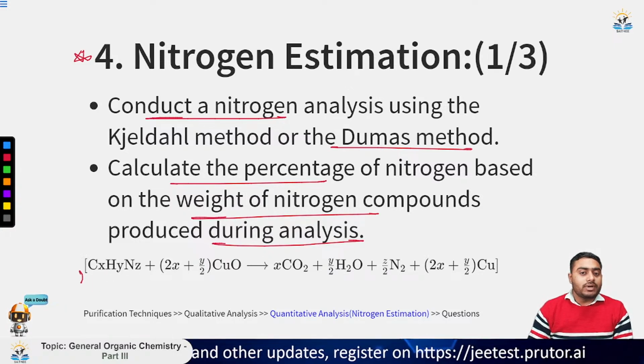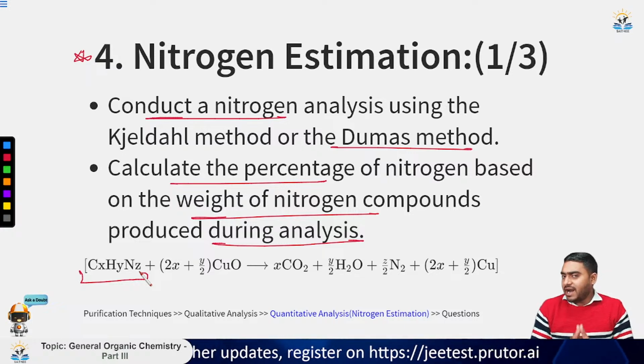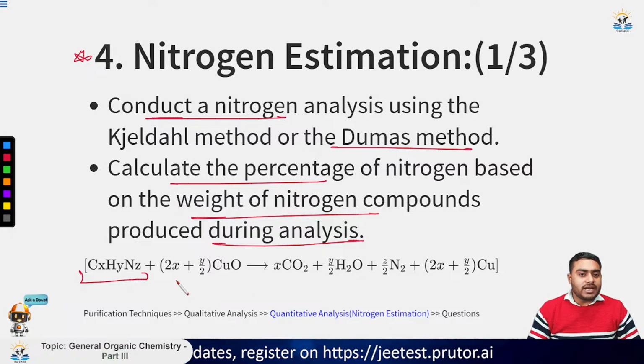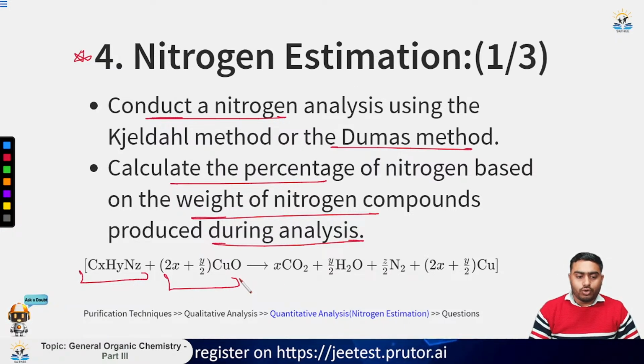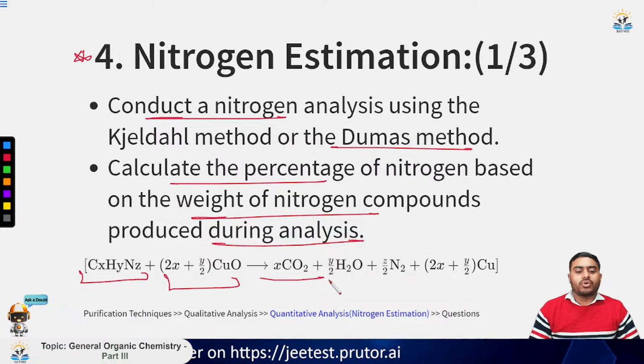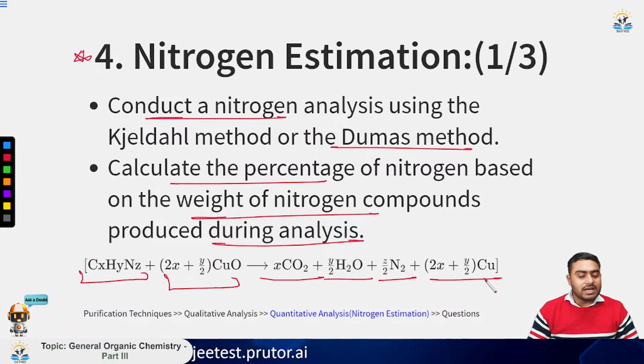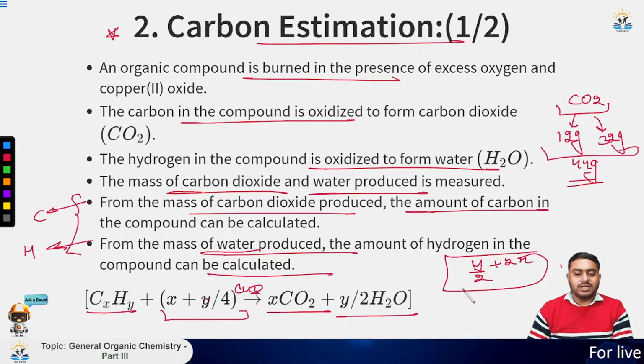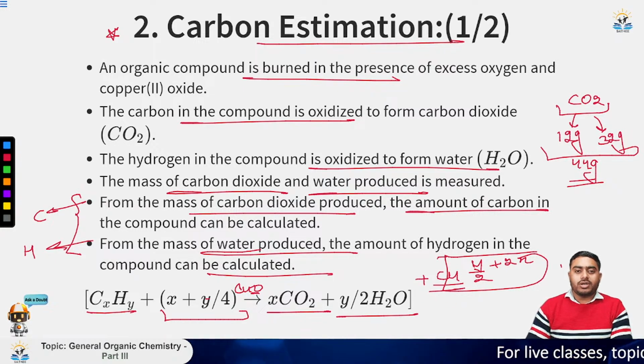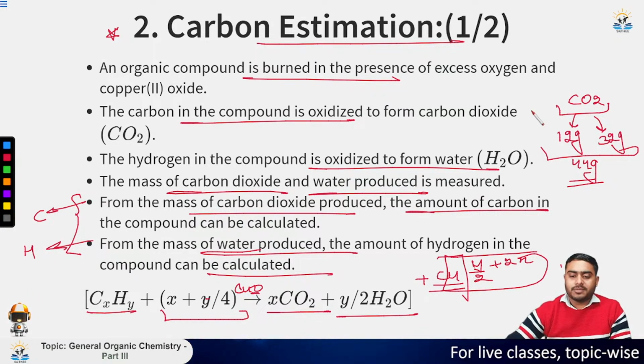First of all, if any compound containing carbon, hydrogen and nitrogen is reacting with (2x + y/2) CuO, you will get x CO2, y/2 H2O plus z/2 N2 plus (2x + y/2) Cu. In this reaction Cu is also formed, okay? You can balance that part.